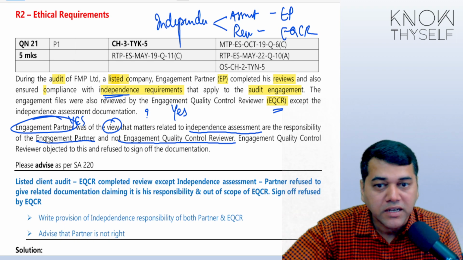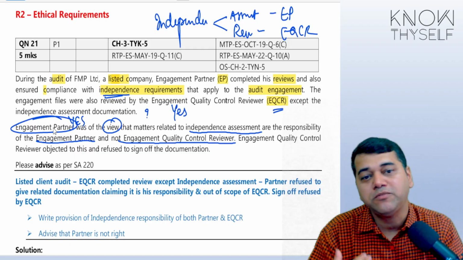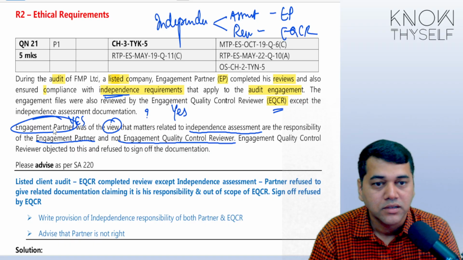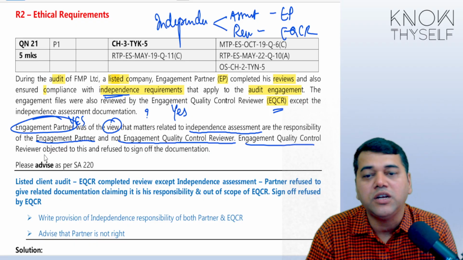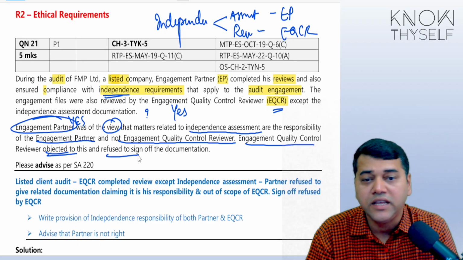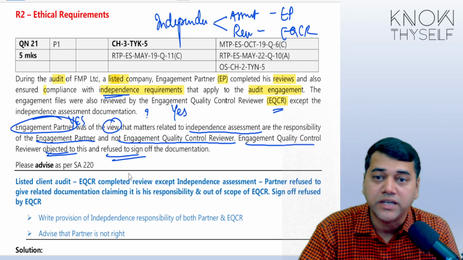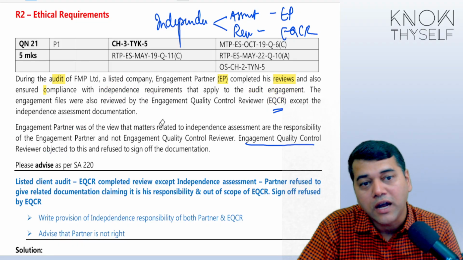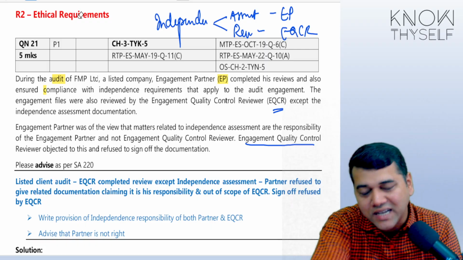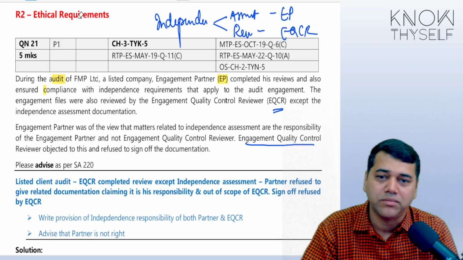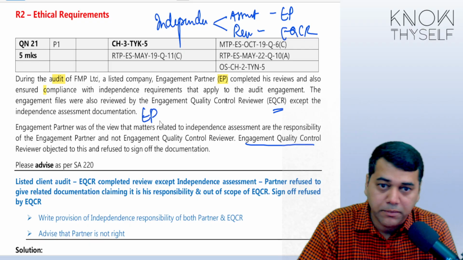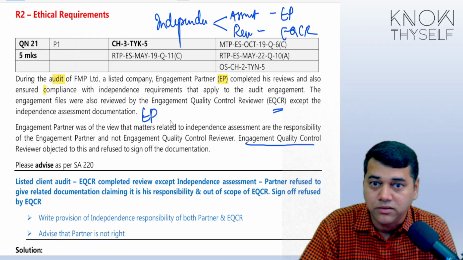Now, what is the engagement partner telling? Look, assessment is my responsibility and it is not your responsibility. Now, the engagement quality control reviewer objected. He refused to sign off. He said, no, I have to see that. Both are correct, but there is a communication gap. I hope students you are able to understand this question. A very nice question, fantastic question.